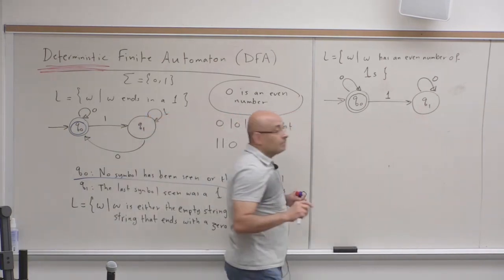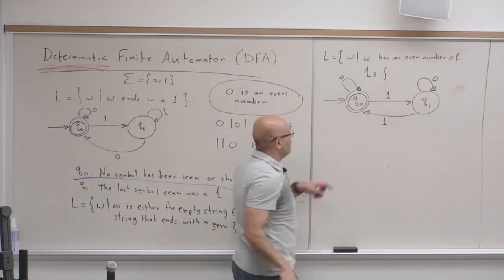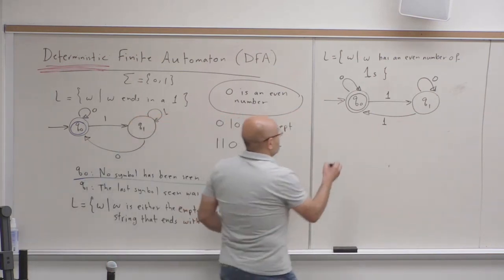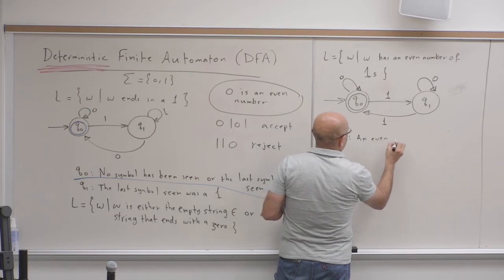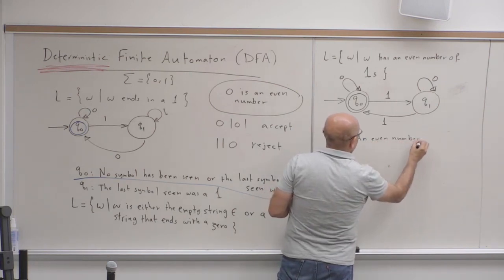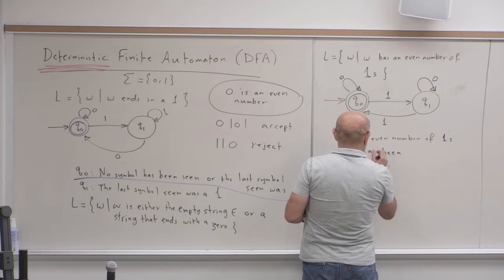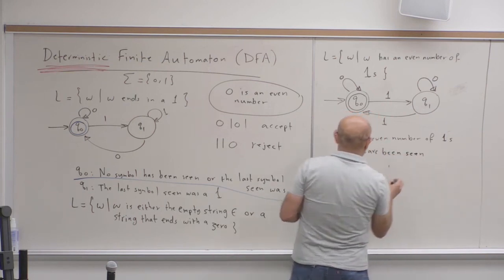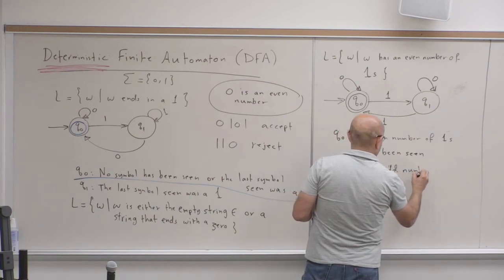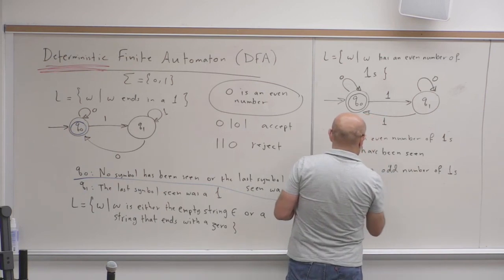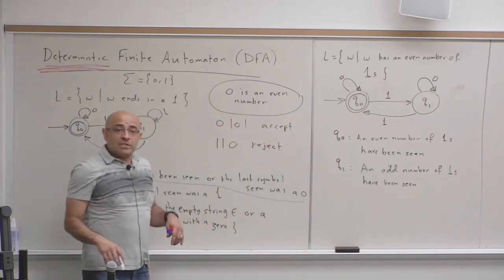Okay, now what will the one do? It will take you back to either odd or even. So this one takes you to odd, and this one takes you to even. So in this case, Q0 means an even number of ones have been seen, and Q1 means an odd number. So one state for even and one state for odd.